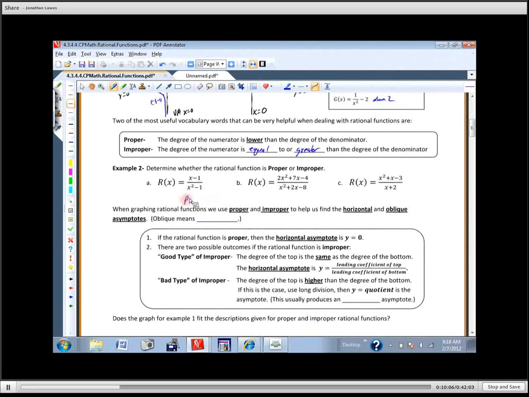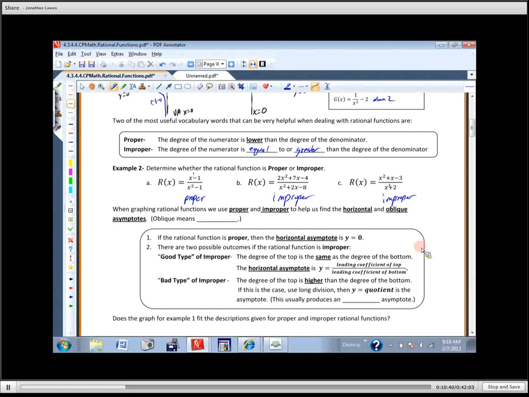This one's going to be proper, because this is degree 1 and that's degree 2. Okay? Proper or improper? Okay, this is improper. And how about this one right here? We've got an x squared on the top and just an x to the first on the bottom. So this is going to be improper. Okay? All right.